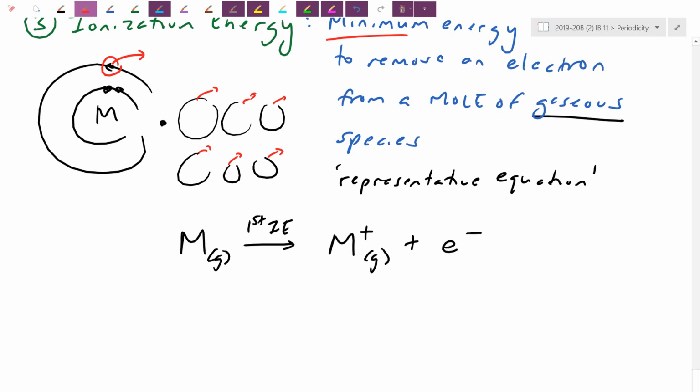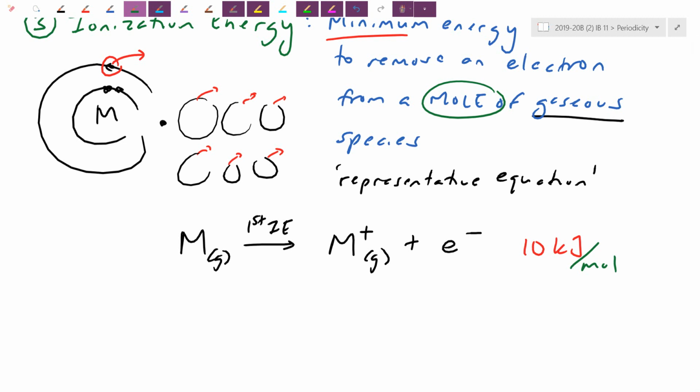There's going to be a number to this here. I'm going to show you the table in a second. Usually they'll just say kilojoules, but it is understood, because we are doing it for an Avogadro number, as kilojoules per mole, even if I don't put that mole there. Okay? So that's the representative equation.